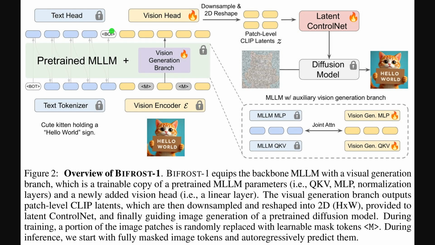Okay, let's walk through the diagram. The left block shows a frozen multimodal language model, plus a parallel visual generation branch that shares most parameters, but adds a new vision head. During training, some image patches are replaced by mask tokens, and the branch predicts patch-level CLIP latents. Moving right, those latents are downsampled, reshaped into a 2-dimensional grid, and passed to a latent control net, which conditions a pre-trained diffusion model to render the final image.